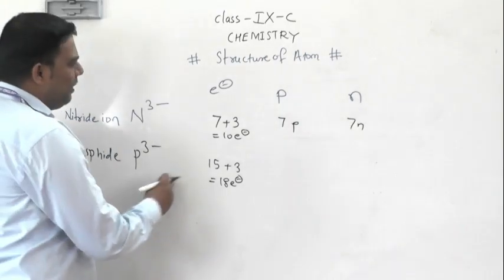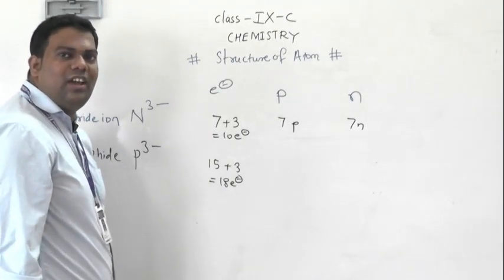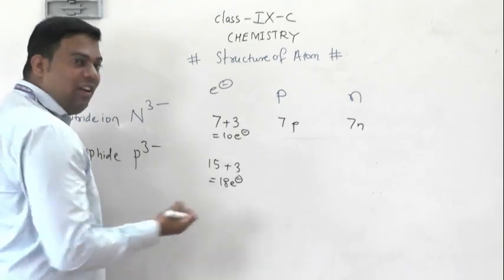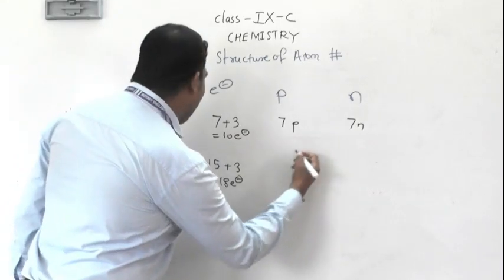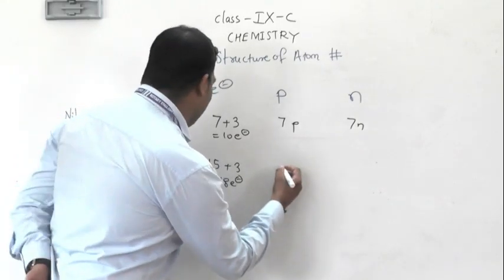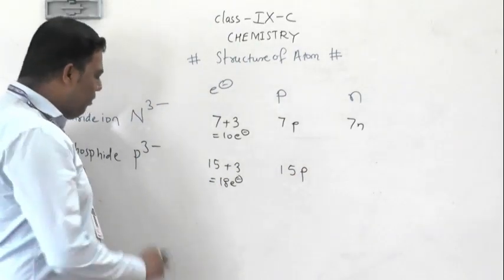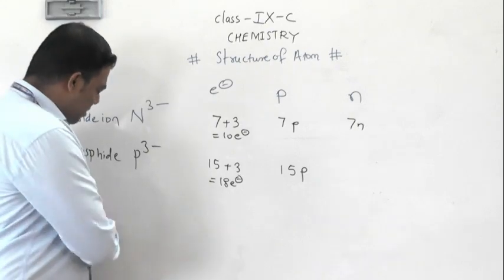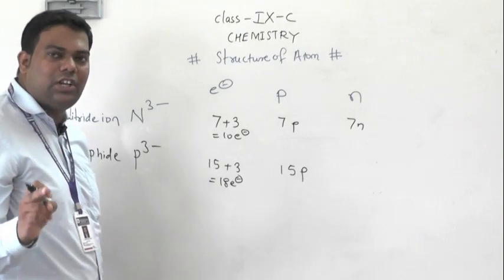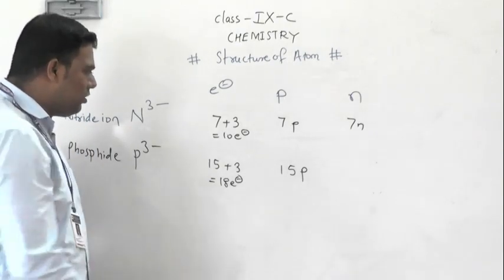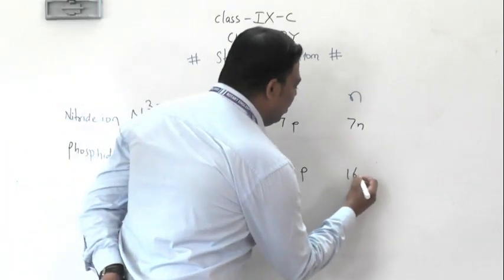Understood? So how many protons in that? Yes, the number of protons is equal to the atomic number, Z, whereas electrons depend on charge in these anions. So Z is 15, so 15 protons here. Now see the number of neutrons in your phosphorus. The mass number of phosphorus is 31. So 31 minus 15, how much? 16 neutrons in your phosphorus.